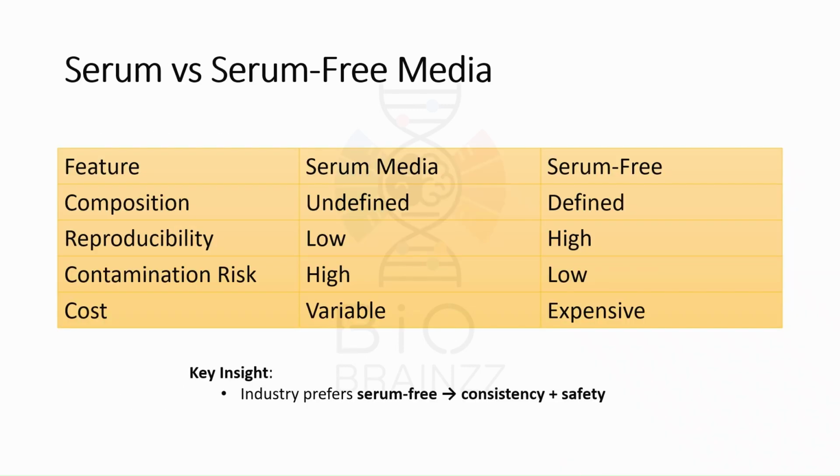Serum-containing media has undefined composition and may vary from batch to batch. It also has a high risk of contamination. However, it supports good cell growth because of growth factors. Serum-free media has a defined composition and gives more consistent results. It is preferred in industrial applications despite being expensive. This comparison is commonly asked in exams.